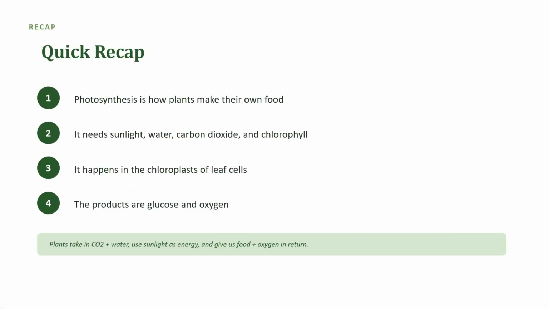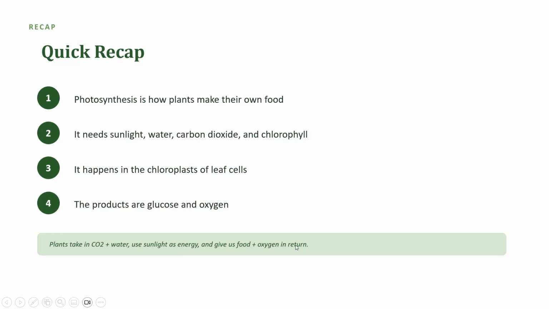Let's take a quick recap. Photosynthesis is how plants make their own food. It needs sunlight, water, carbon dioxide, and chlorophyll. It happens in the chloroplast of leaf cells. The products are glucose and oxygen. In a simple way to remember: plants take in carbon dioxide and water in the presence of light as energy, and give us food and oxygen in return.